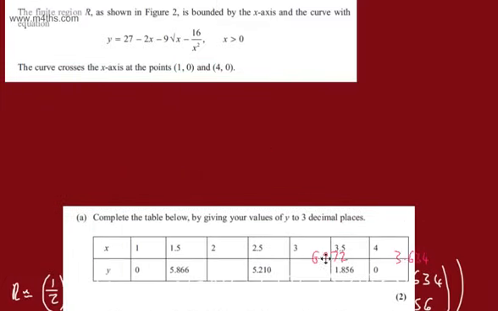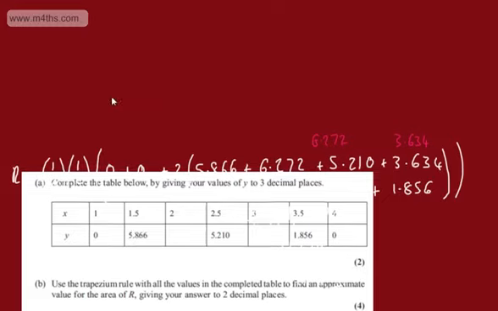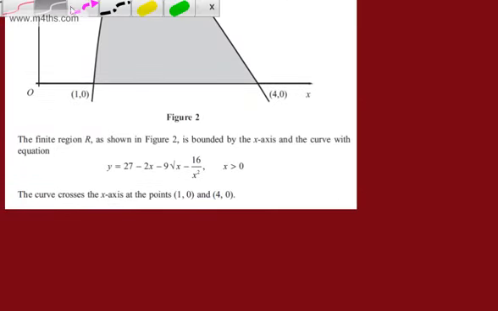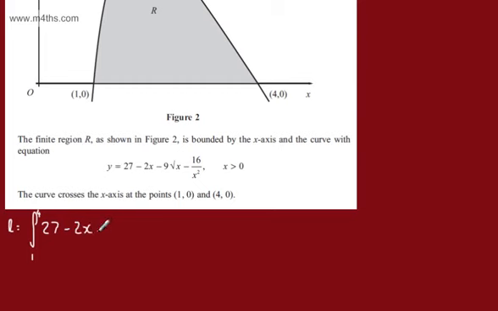We've done that part, and then we can look at this right here. Okay, so let's go ahead and look at what we've got. So just rewriting this now, what I'm looking for then, I can say that the area R is going to be equal to the integral from 1 to 4. We've got 1 to 4, and I'm just going to write this now as 27 minus 2x minus 9x to the power of 1/2 minus 16x to the power of minus 2, and we're integrating with respect to x.